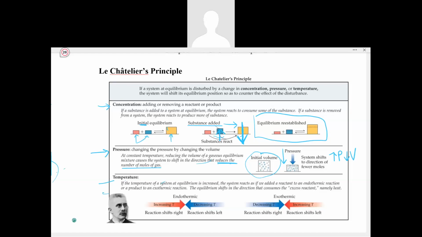The last concept here has to do with temperature. So whether we have an endothermic reaction where we think of adding heat to a reaction, or an exothermic where we think of heat being released. So in endothermic, we think of heat as a reactant. And then in an exothermic, we would think of heat as a product. So depending on whether or not we increase or decrease temperature, we'll see a shift in reactions accordingly. So again, we want to consider heat as either a reactant or product.